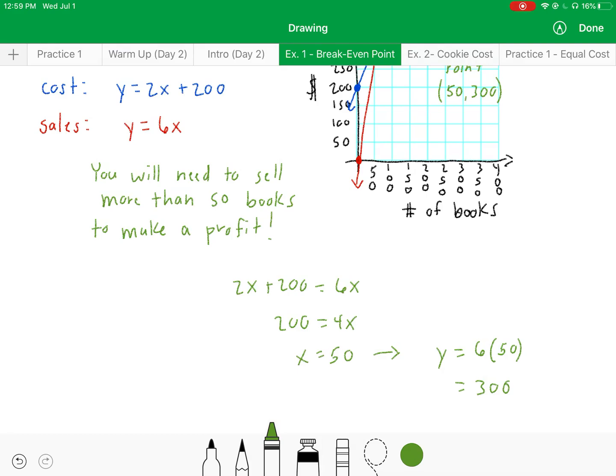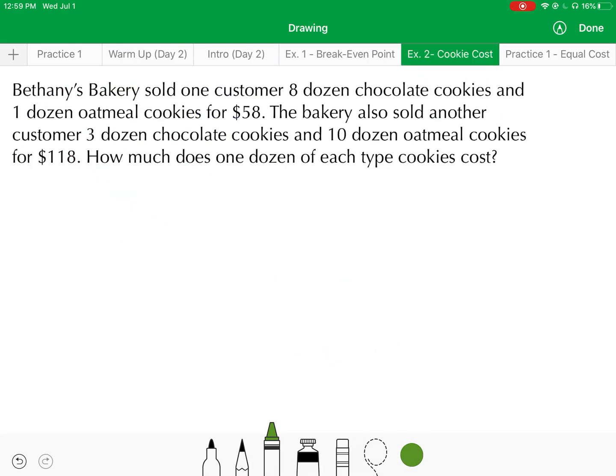Okay, moving forward, our next example. Bethany has a bakery. She sold one customer 8 dozen chocolate cookies and 1 dozen oatmeal cookies for $58. And then the bakery also sold another customer 3 dozen chocolate cookies and 10 dozen oatmeal cookies for $118. So how much does 1 dozen of each type of cookie cost?